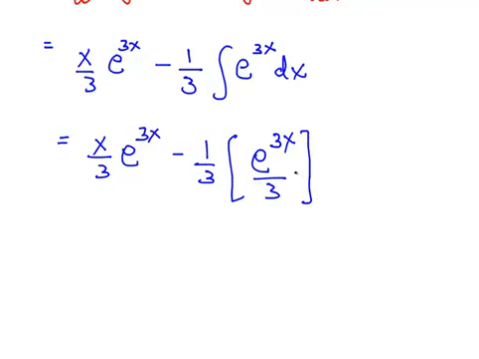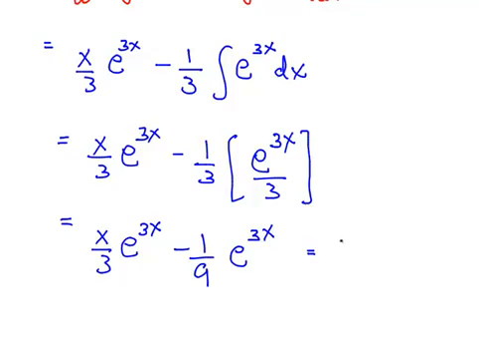So that's the indefinite integral: x over 3 e to the 3x minus 1 over 9 e to the 3x. Or as we could write it, e to the 3x by x over 3, which is 3x over 9, so we can write it as e to the 3x times 3x minus 1 over 9. Now what we have to do is evaluate this for the limits 1 and 0.